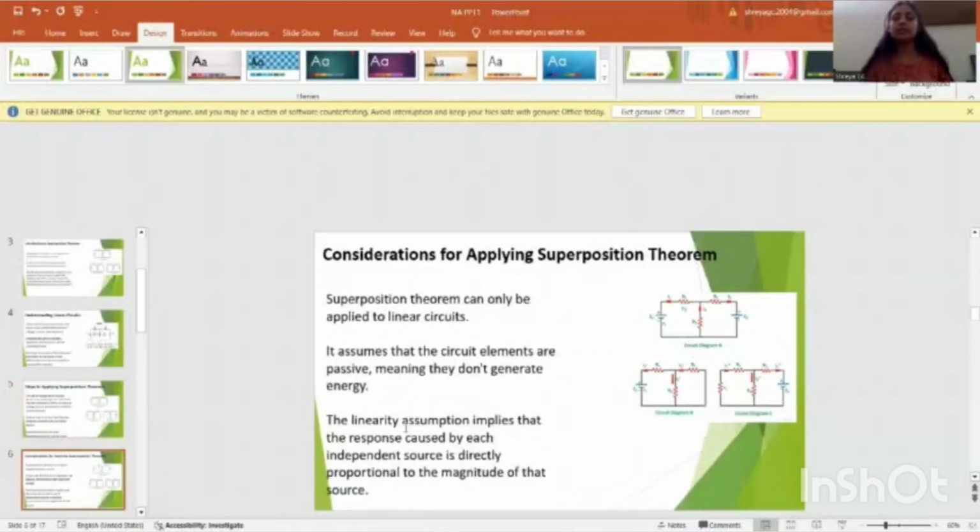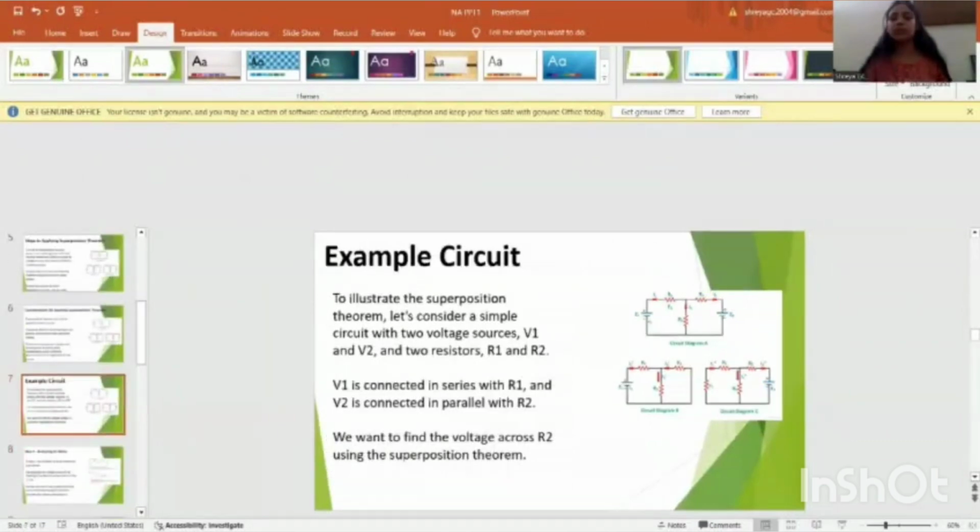Next, let me go through the considerations for applying the superposition theorem. Superposition theorem can only be applied to linear circuits. It assumes that the circuit elements are passive, meaning that they don't generate energy. The linearity assumption implies that the response caused by each independent source is directly proportional to the magnitude of that source. Let's take an example circuit.